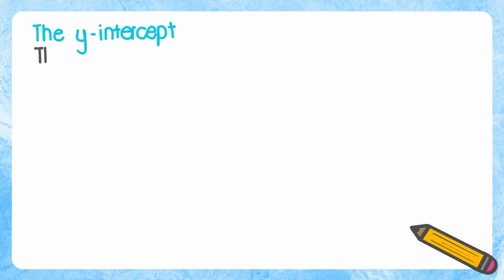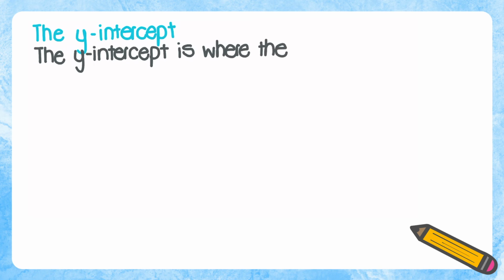A quadratic function written in standard form also tells us about the y-intercept of the graph. The y-intercept is where the graph crosses the y-axis. So where does the graph cross the y-axis? That point is the y-intercept.